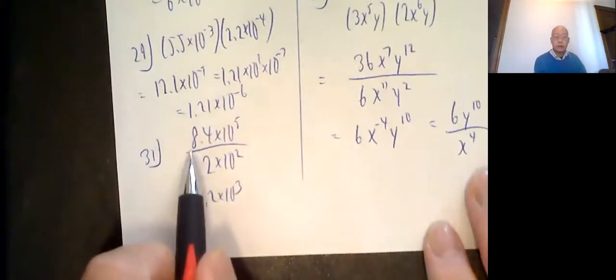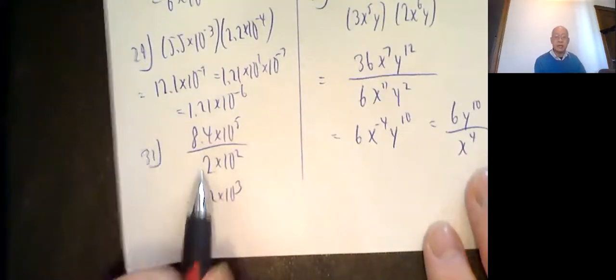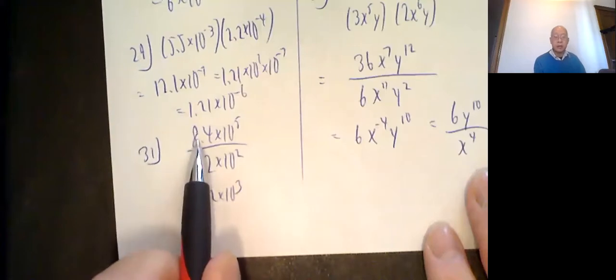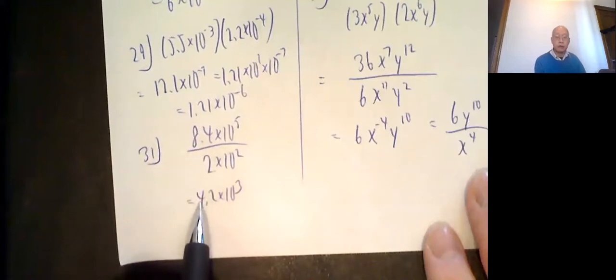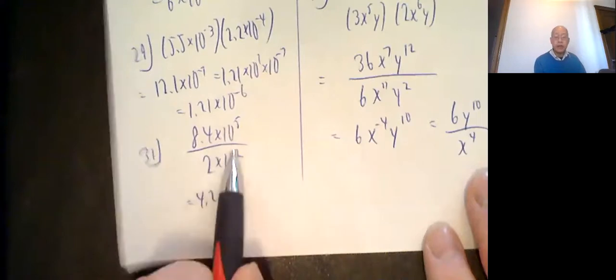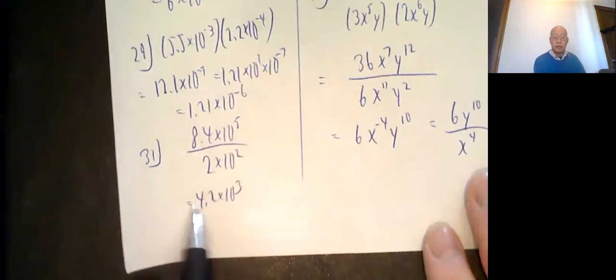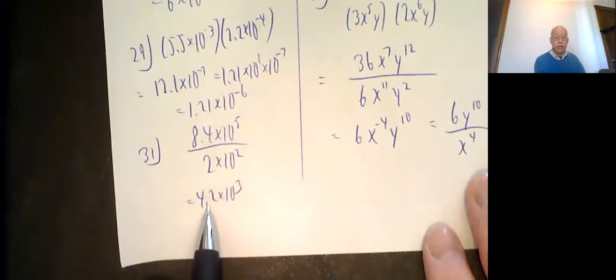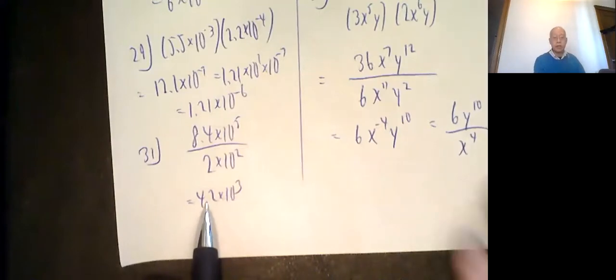And 31, just divide the tens and the non-tens. Non-tens, 8.4 divided by 2, 4.2. 10 to the 5 minus 2, 10 cubed. I'm done because this is a number between 1 and 10. And what if I get something that's not between 1 and 10? Then I do the same trick as over here.